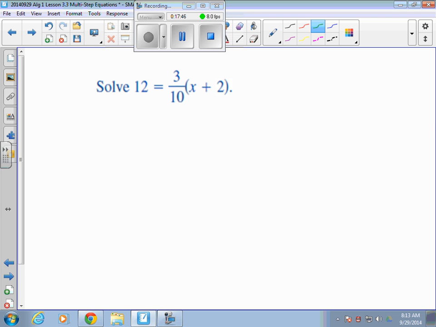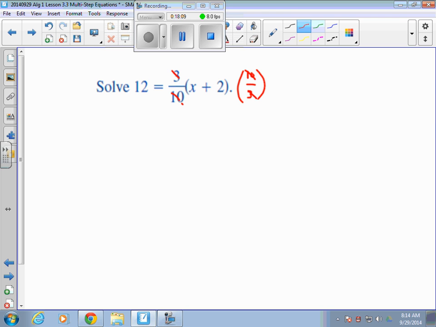Okay, let's take a look at this one. 12 is equal to 3/10 times x plus 2. Again, you can distribute 3/10 times both of those. It's just not easier because you're going to be dealing with fractions the whole time. So a way that we can cancel out 3/10 is to multiply by its reciprocal, 10/3. If we multiply that, 10 is going to cancel out 10, and 3 is going to cancel out 3.